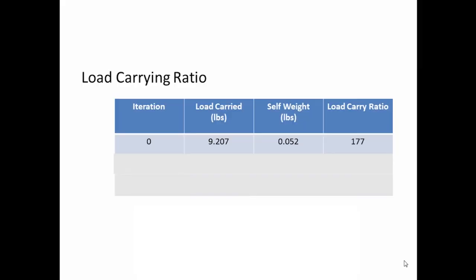In terms of our load carrying ratio for this design, we can calculate this by taking 9.207 pounds divided by the self-weight of 0.052, which gives us 177. So the load carrying ratio for this design right now is 177.